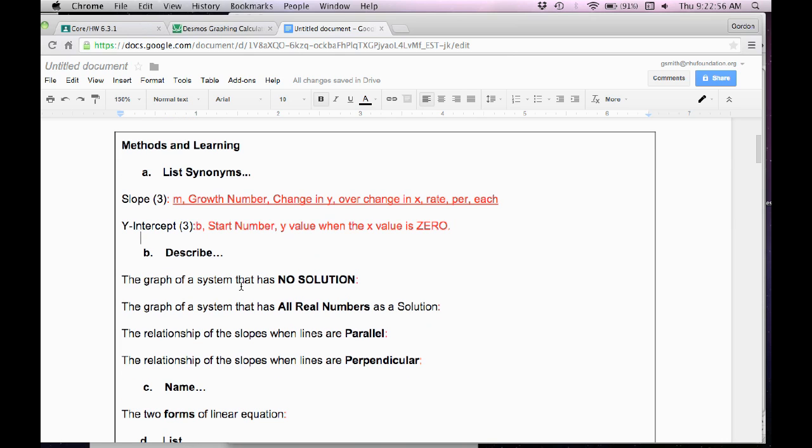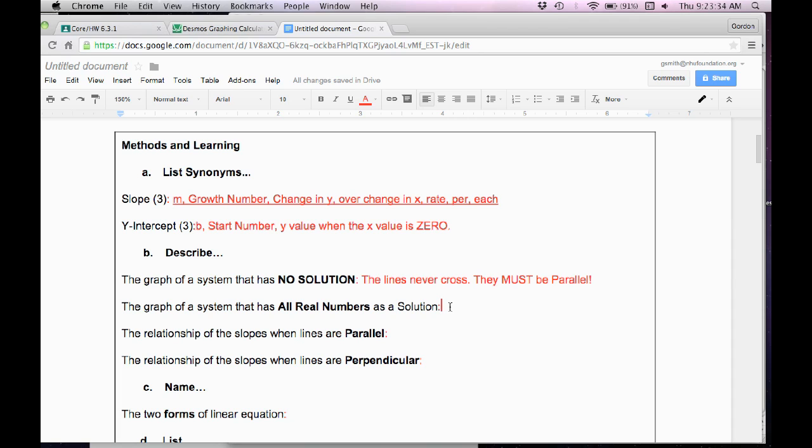B, describe the graph of a system that has no solution. So if there's no solution, that means like the 2 lines never crossed, right? Because the solution is where they cross. So they never cross, which means they must be parallel. What is going on with the typing today? It's not funny. Parallel. Alright. I just do that to feel triumphant when I can't type. It kind of gets rid of the embarrassment.